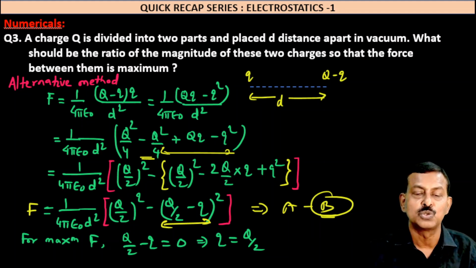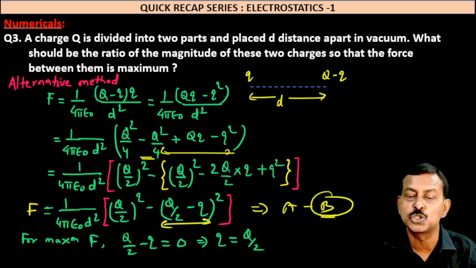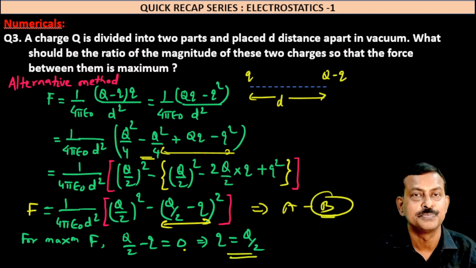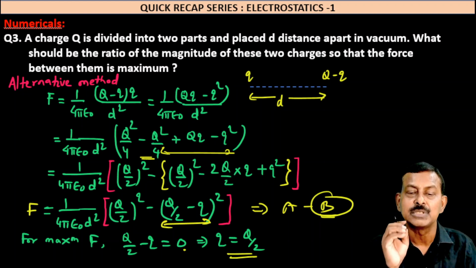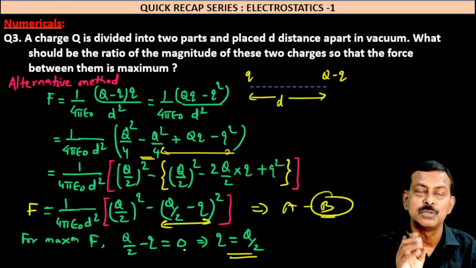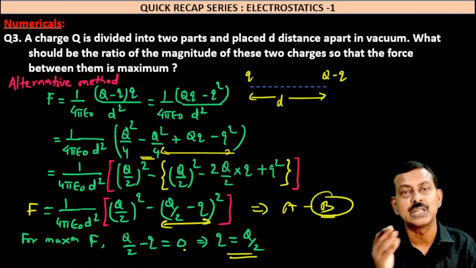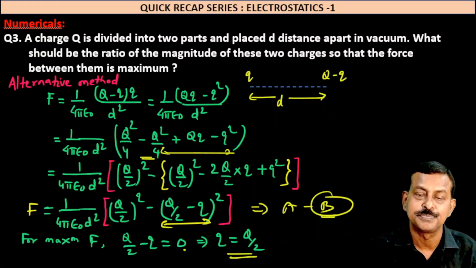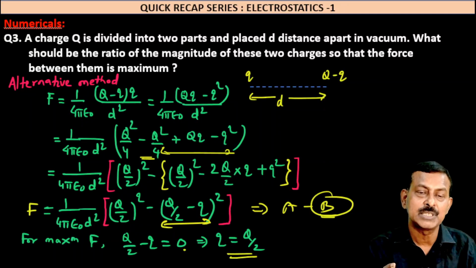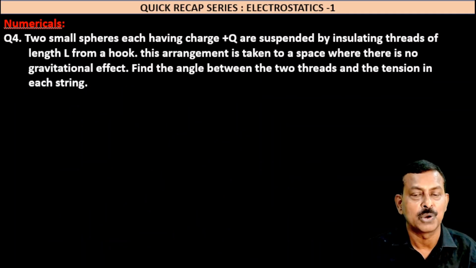So it means this Q by 2 minus q should be 0, or q should be equal to Q by 2. So that means this part should be Q by 2. So one part should be Q by 2. Obviously, the other part will also be Q by 2. So this is the alternative method to solve this particular problem.